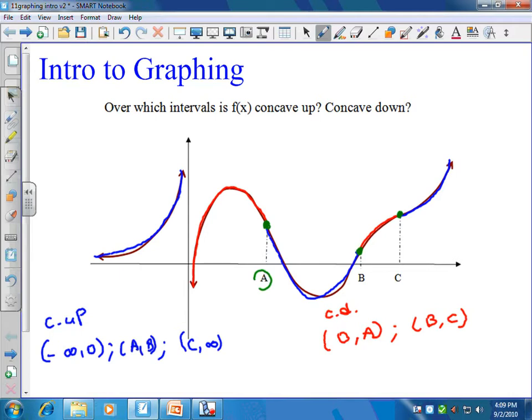But also note that over here, at 0, concavity changed. So first it was concave up, then after that 0 point it was concave down. So note that concavity also can change across a point of discontinuity. So it can change across inflection points. It can also change across a point of discontinuity.